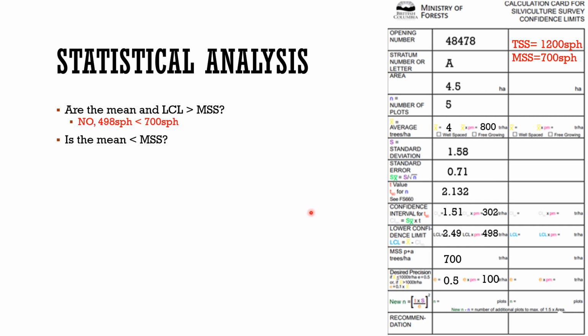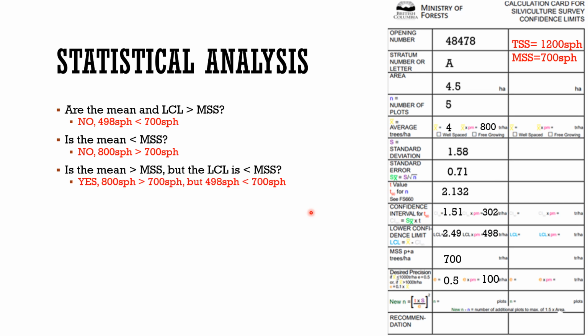So the next question, is the mean less than the minimum stocking standard? And we just answered that, no. Our mean is 800, our MSS is 700 stems per hectare. So we then go to the third question, which is: is your mean greater than the MSS, but the LCL, the lower confidence limit, is less than the MSS? And that is our situation.